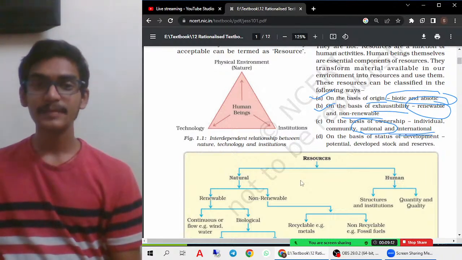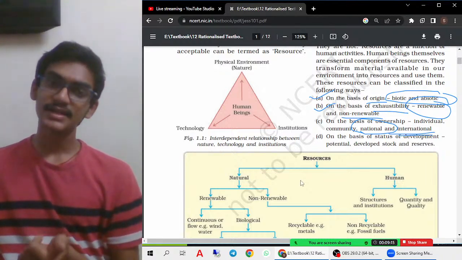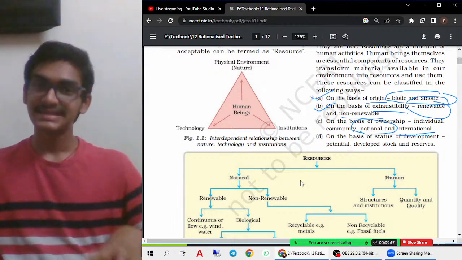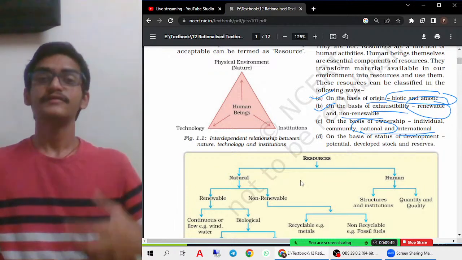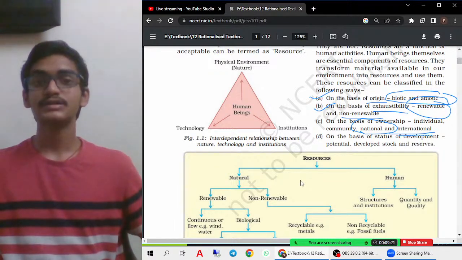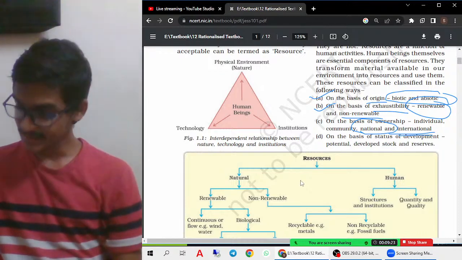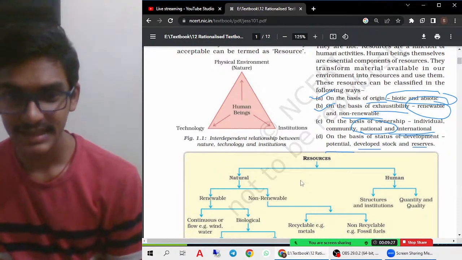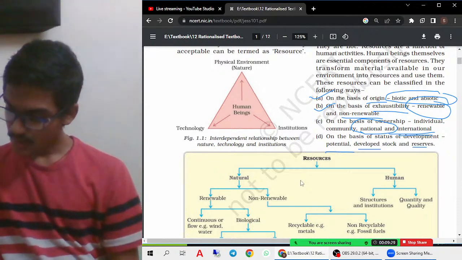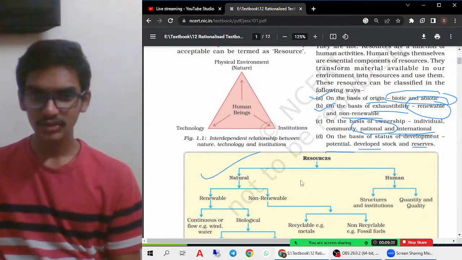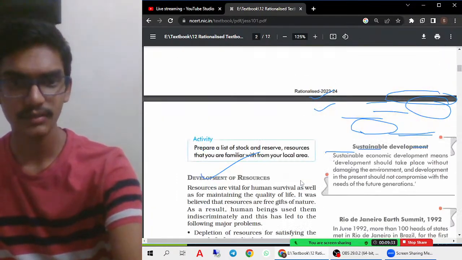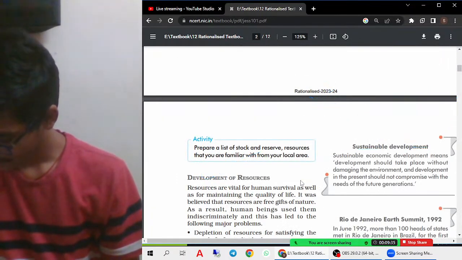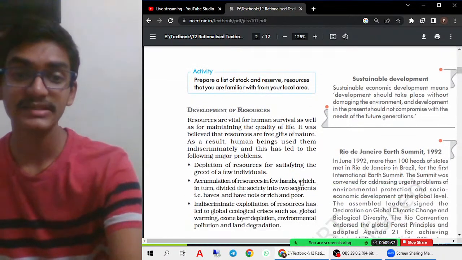Then based on the development status, which is whether we can extract those resources presently, do we have the technology in order to extract those resources? Based on that, they are classified as potential, developed, and reserves. Now let us try to understand them in detail. So this table, you can just go through it so that you will understand. Nothing much is there to explain. Okay. Now let us try to understand how resources are classified based on origin.